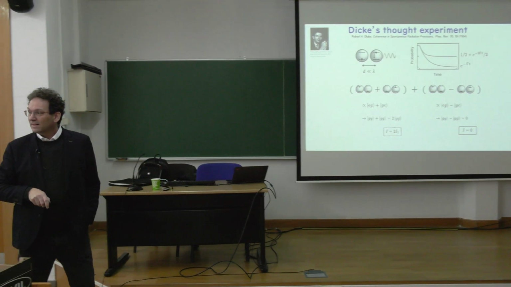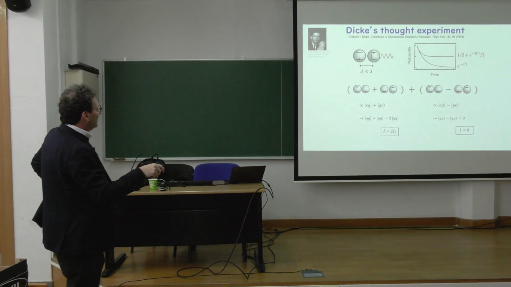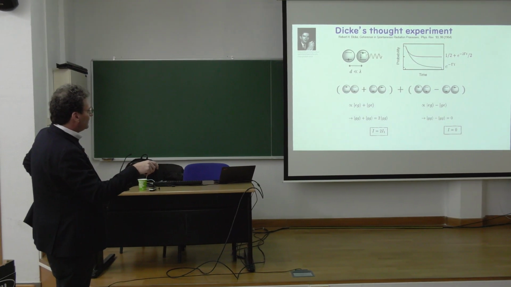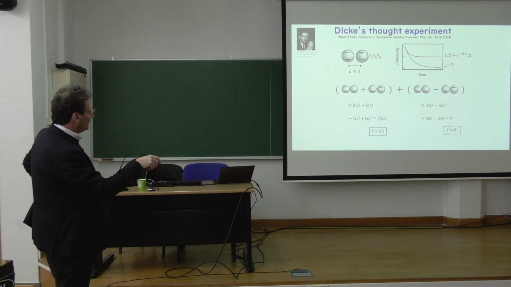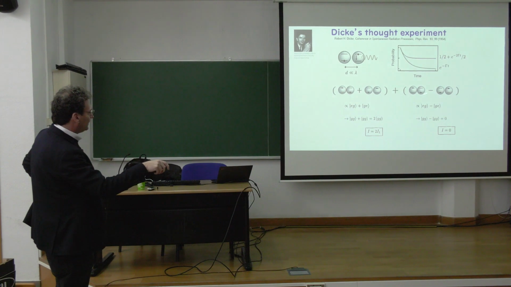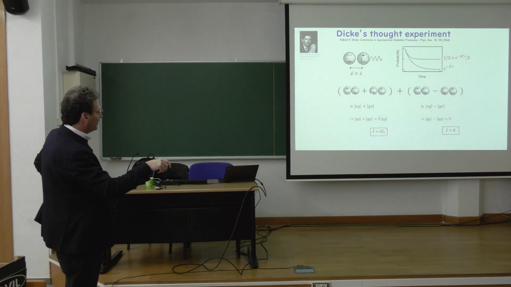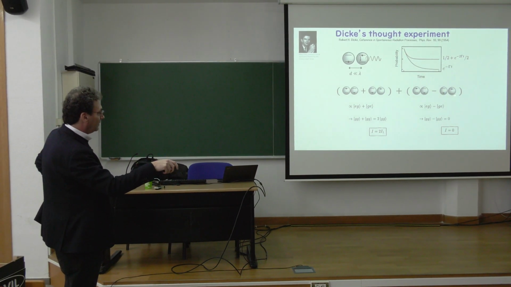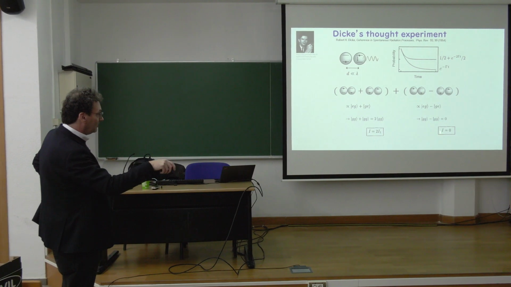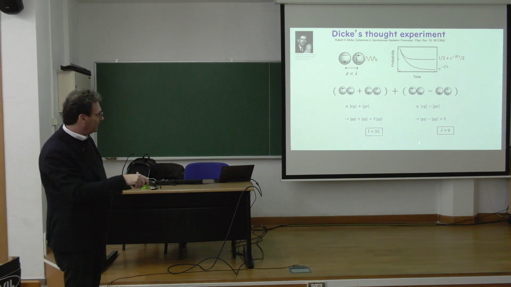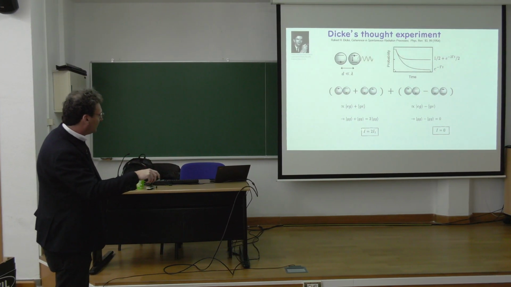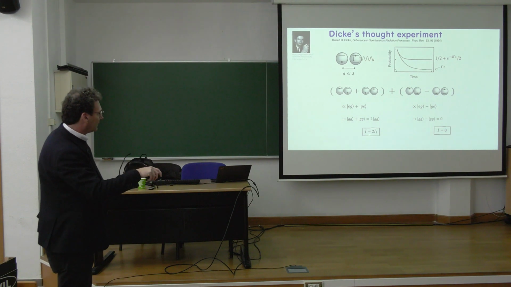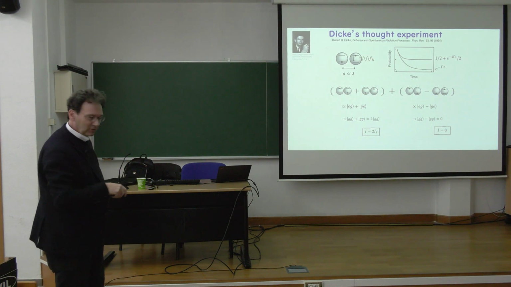In other words, you can write this configuration as a superposition of symmetric and antisymmetric pieces, and the antisymmetric piece will survive. That's called subradiant or non-radiant, and this symmetric piece, which decays faster with twice the rate, is called superradiant.